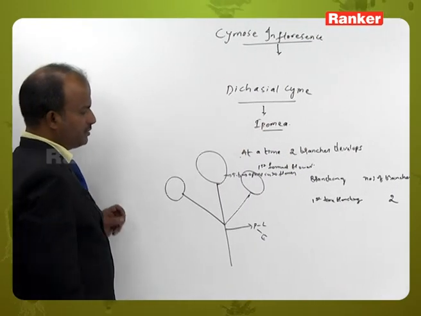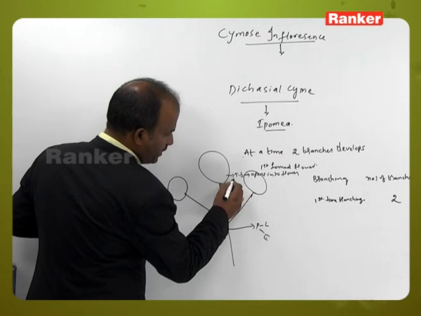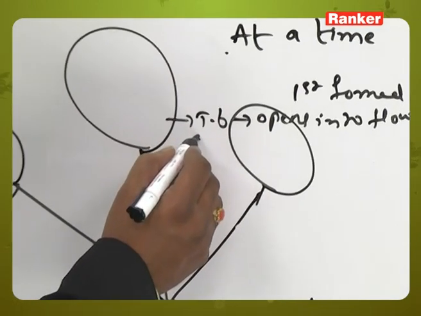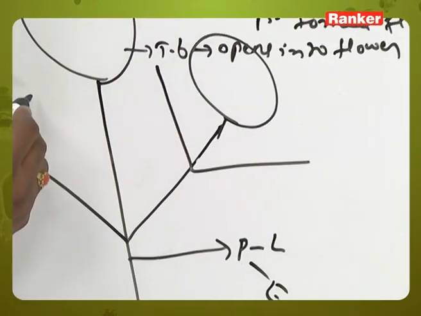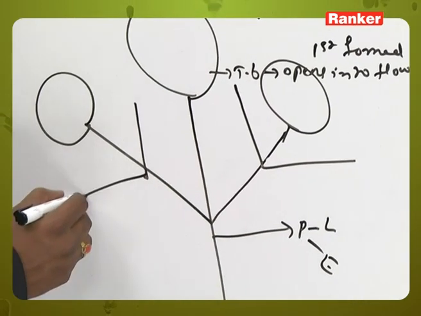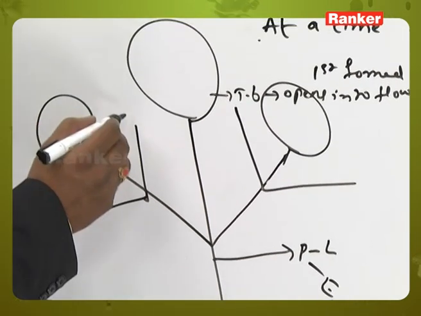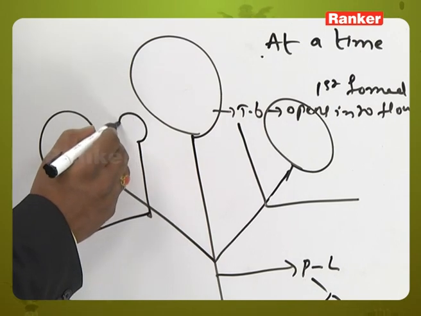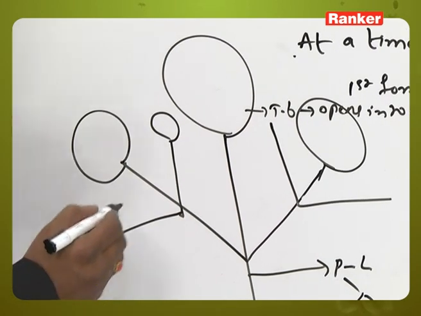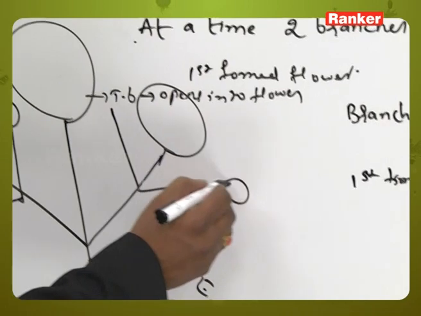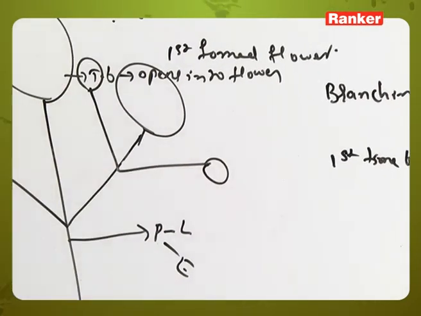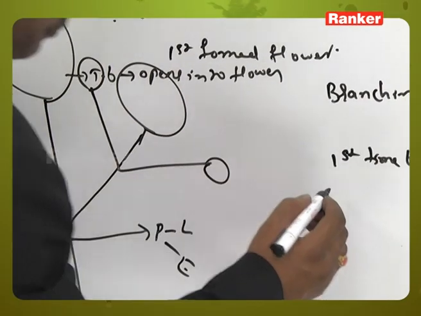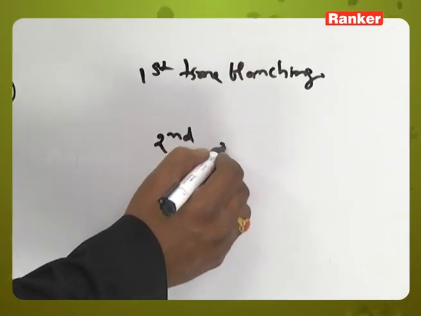Now what happens means now second time branching. At a time how many branches develop? I told you, two branches are developing at a time. That means these branches also show definite growth. Why? Because they also terminate into flower.